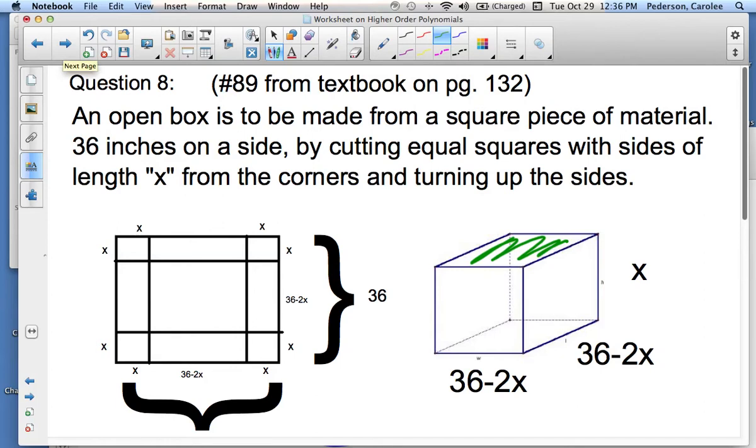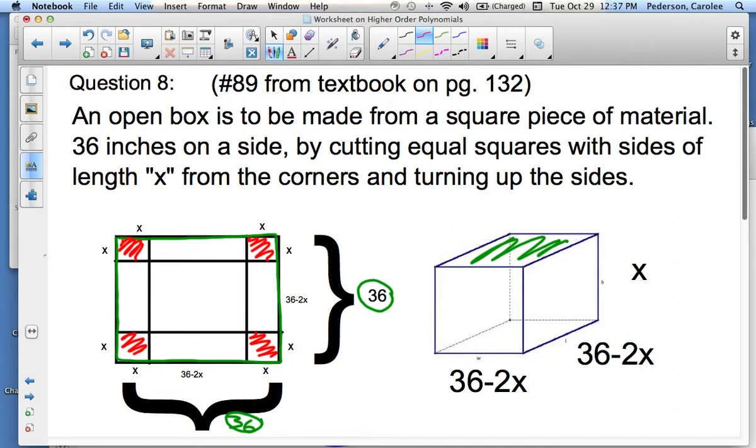It's made from a square piece of material. So we have a 36 by 36 square. Here's our square, 36 by 36. What we do is cut an equal square of length x out of each corner and then turn it up. So this piece x is going to be gone, gone, gone, gone. And what we want to do is come up with some questions that revolve around this rectangular prism.